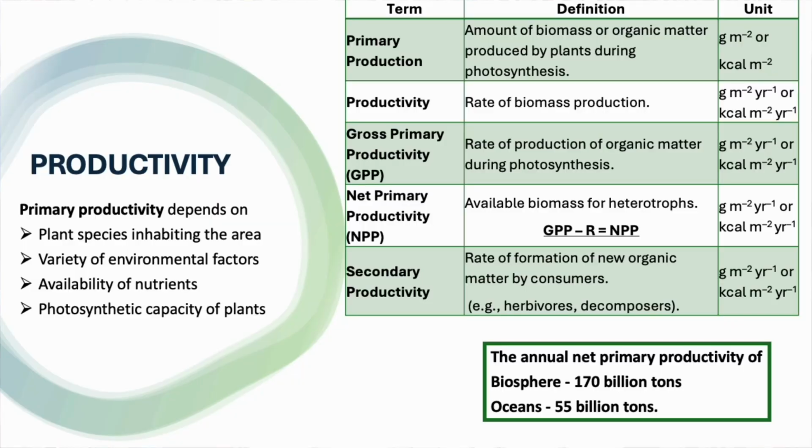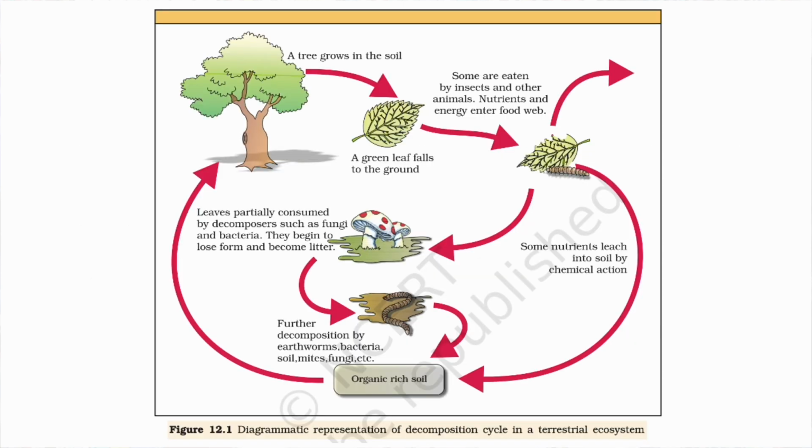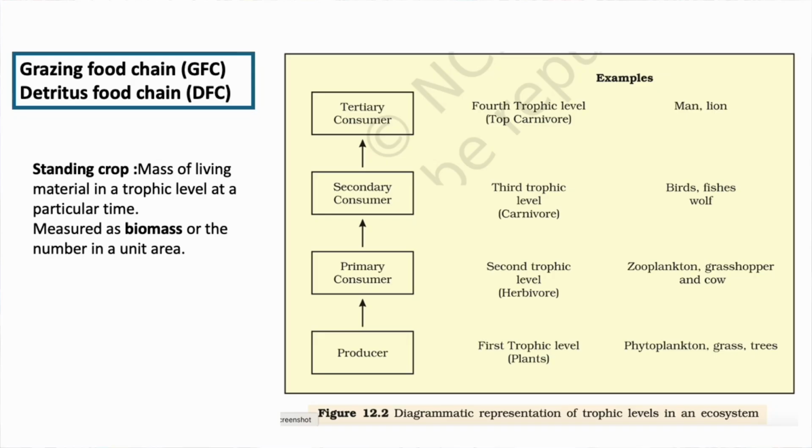Next chapter is ecosystem. First, we learn about productivity, learn all these definitions and the units of different terms which is mentioned. Different factors which affect productivity, primary productivity of an ecosystem. Then the process of decomposition and different steps of decomposition, different factors affecting decomposition. The flow of energy which happens in an ecosystem, under that what is PAR, photosynthetically active radiation, and how ecosystem follows the first and second law of thermodynamics, examples of grazing food chain and detritus food chain.